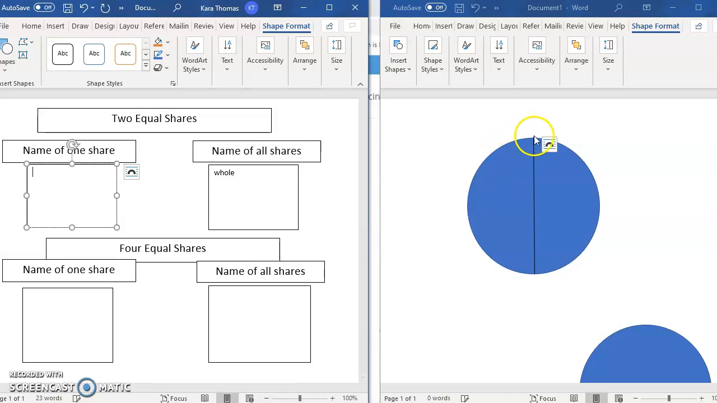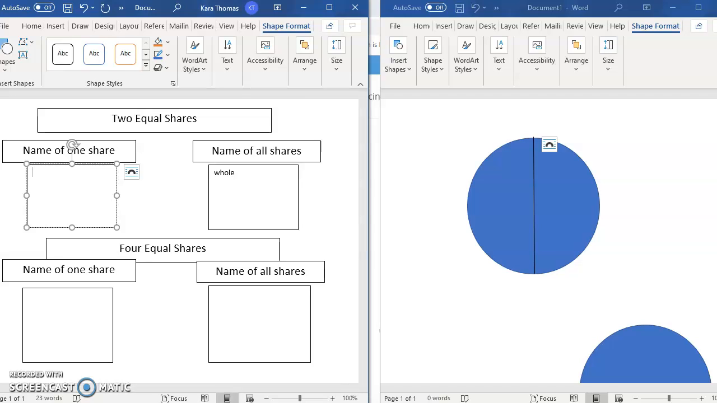If I'm only taking one piece of the whole, now our whole has been divided into two parts, and I'm only going to take one piece. We have had name collection boxes before where we have thought of all of the names we can use for a certain number. Now we're going to talk about all the names you can use for your shares that you take from your whole. So if I've divided my shape into two shares, what can I call it if I just take one piece of that whole?